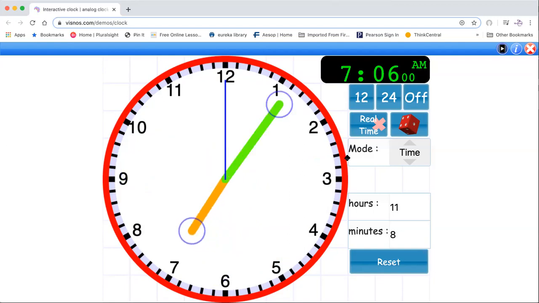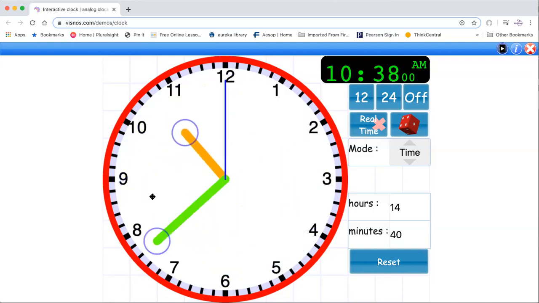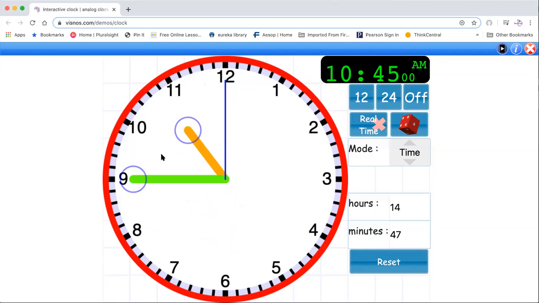Now let's try this a different way. Let's look at this time. My hour hand is still between the 10 and the 11. So I'm going to go back to the number before, and it's 10. So the hour is 10, and the minute hand is pointing to the 9. So that's 10:45, or quarter to the next hour, which is 11, or a quarter to 11. So it is either 10:45 or quarter to 11.